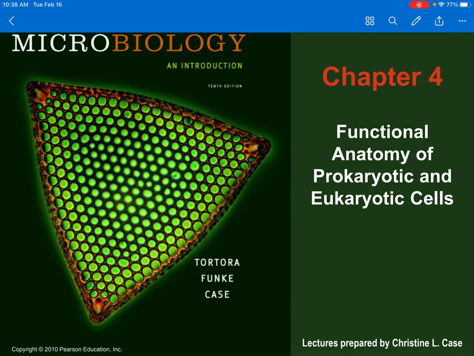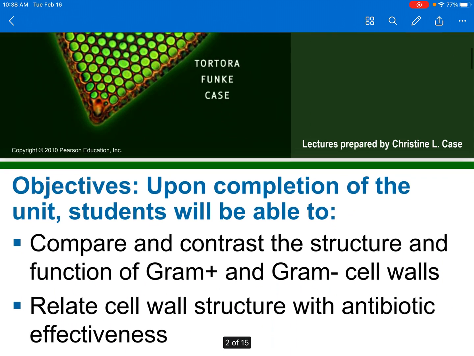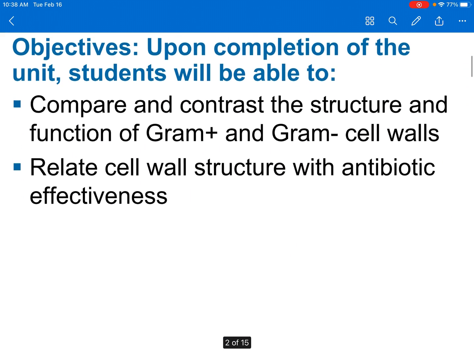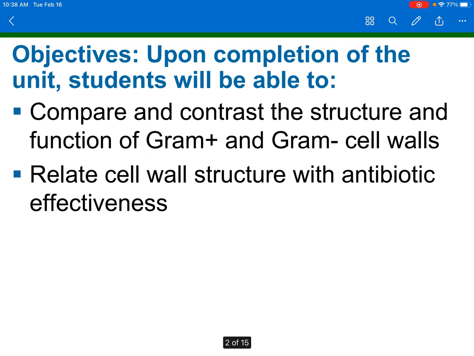All right, we're starting the second part of the Chapter 4 notes on the structure and function of eukaryotic and prokaryotic cells. Again, focusing more on the prokaryotic cells. Our couple of objectives for this section of the notes is to be able to compare and contrast the structure and function of gram-positive and gram-negative cell walls. This is very important because that really determines how well different antibiotics work against it.